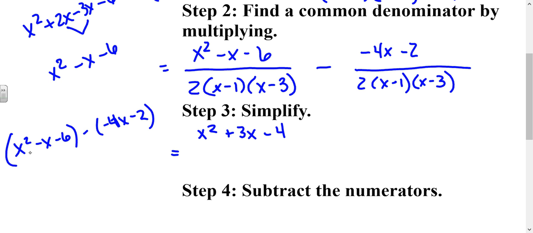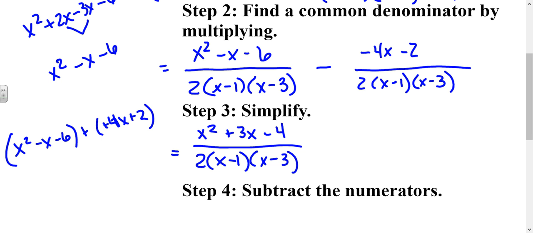Okay? Or you could do the keep, flip, change. You do keep, flip, change on both of these. So I have x squared. I have negative x plus 4x, which is 3x. And I have negative 6 plus 2, which is negative 4, which seems a lot easier to me. So I like to do the keep, flip, change on all the subtraction ones. And so this right now would be our answer.